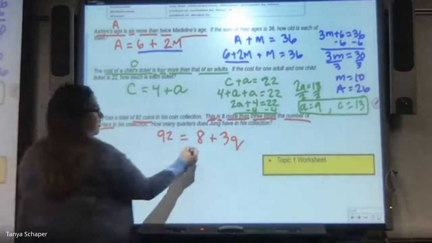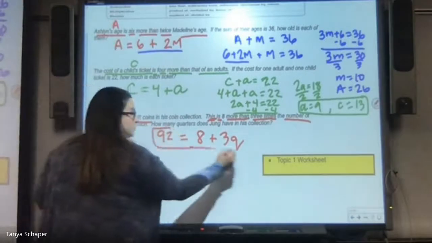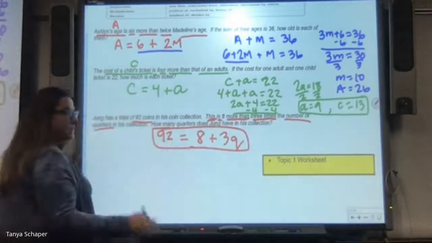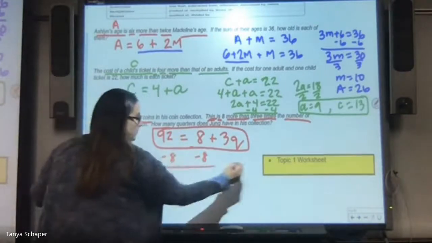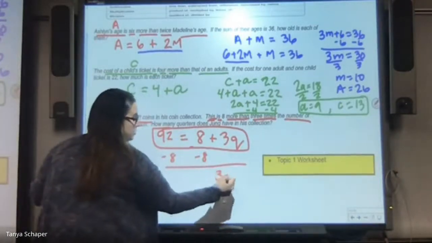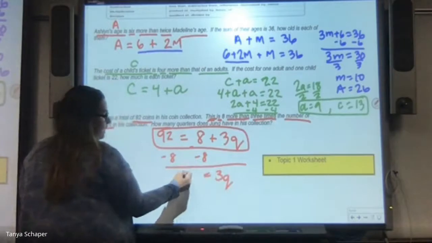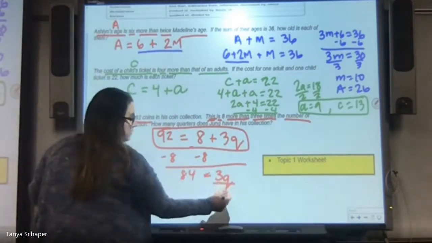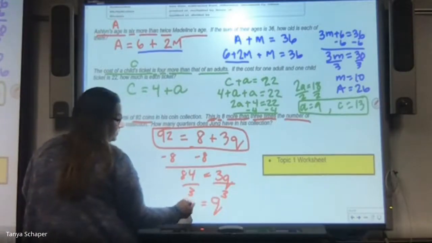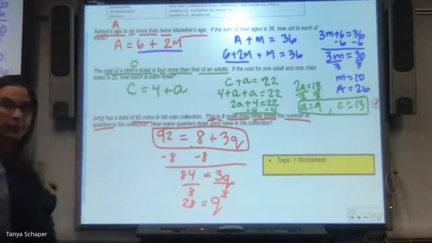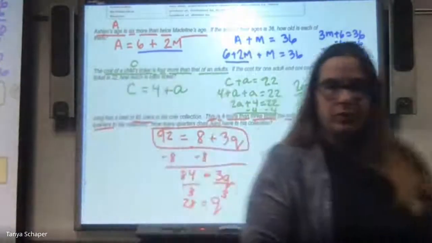So if I'm going to solve it, and again, this is what I need you to get to. Solving it, I'm okay if we're not there yet. It's setting you up so you can see what we're going to be getting into. So 84 is equal to 3Q. We're going to divide by 3 to find the number of quarters. It's 28.